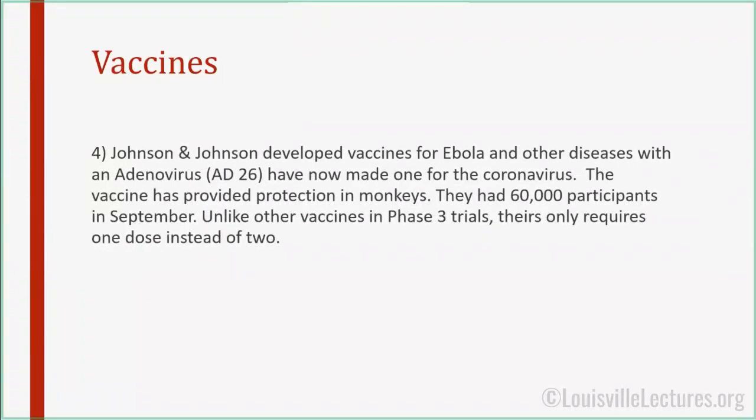And finally, Johnson & Johnson has a vaccine. It, like the Oxford vaccine, uses an adenovirus. It too is actually still in phase 3 trial. The advantage of this particular vaccine is that it's only one shot, one dose instead of two.